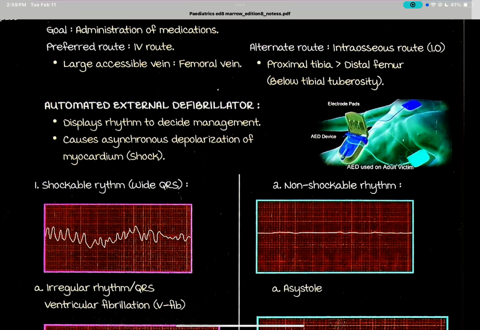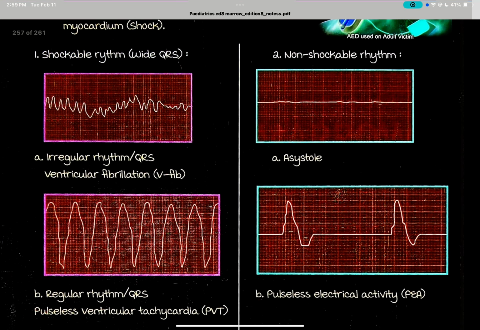The automated external defibrillator displays the rhythm to decide management. The shock causes synchronous depolarization of the myocardium. Shockable rhythm: wide QRS complex. Second: non-shockable rhythm.